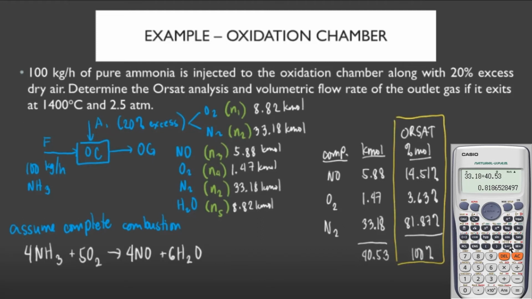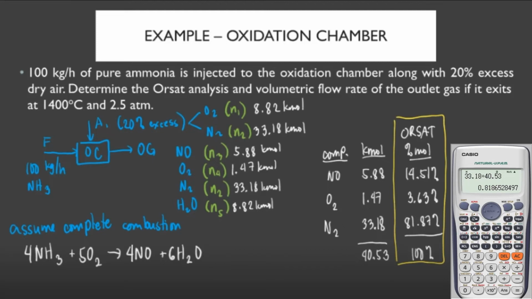Now for the next question, we are being asked to solve for the volumetric flow rate of the outlet gases. Now, keep in mind that when we say outlet gases, this now includes water in the oxidation gases. We only excluded water for the purposes of the ORSAT analysis. But for the determination of the volumetric flow rate, we have to now include water. Now that we have laid out the solution to this problem, you can try to solve for the volumetric flow rate of the oxidation gases or the outlet gases. I will leave that to you as a practice problem.